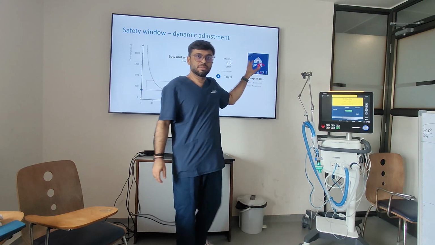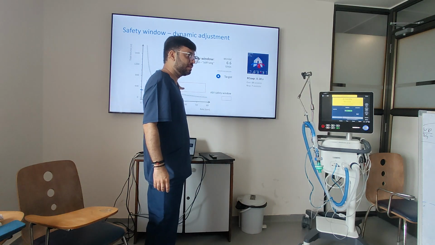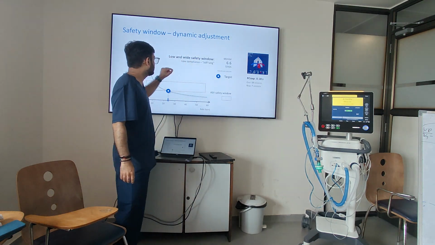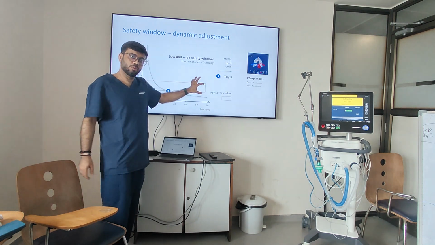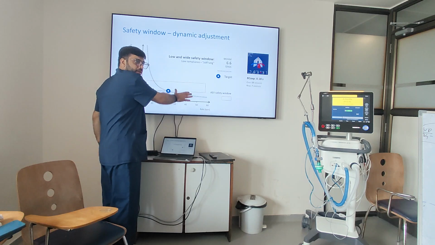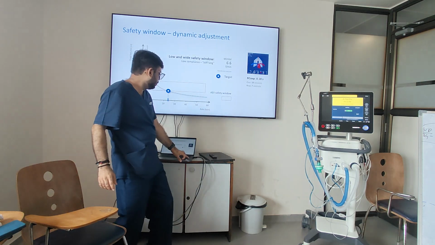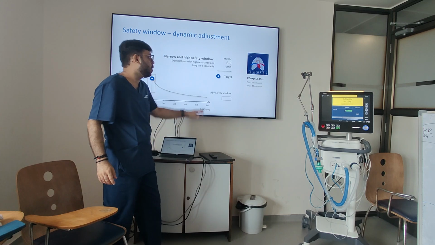Okay, so that means this patient has a restrictive condition, and the machine has analyzed it. It is a stiff lung, a low compliance lung, and it has made a low and wide safety window. It's still a safety window, but it's low and wider, and it will try to keep the patient in this window only. The same happens in obstructive cases, where you have a narrow and high safety window, where you have a long time constant.